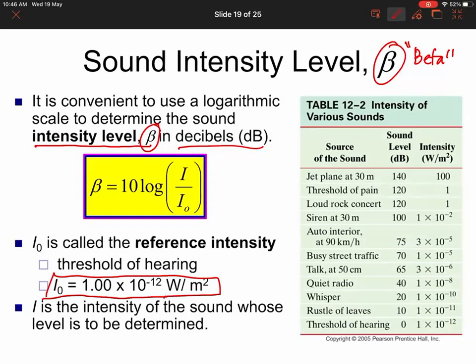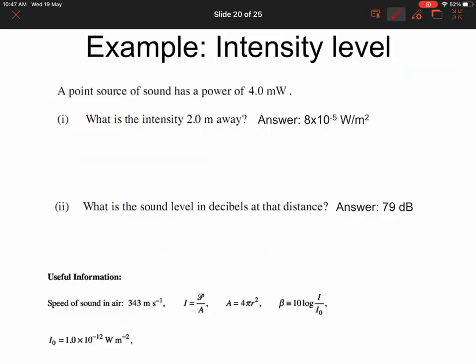So really, this equation relates the intensity I to the intensity level beta, because I0 is just a number, which is always 1 times 10 to the minus 12. And that's why we were learning about logarithms yesterday, because we will need that to manipulate this equation to find the intensity. We need to be able to get rid of the log. And this example gives us some practice to do that.